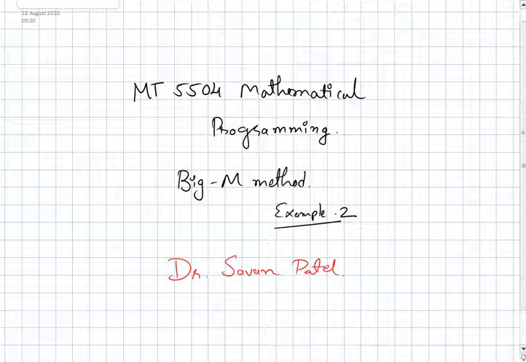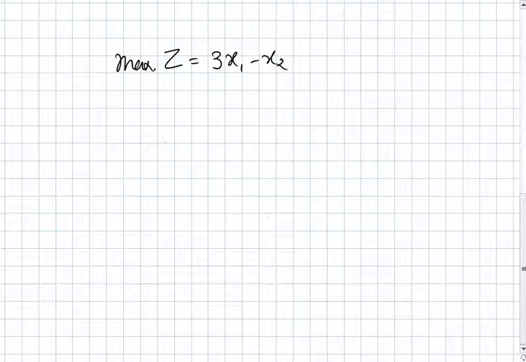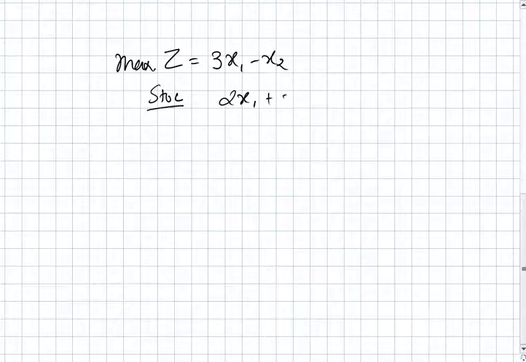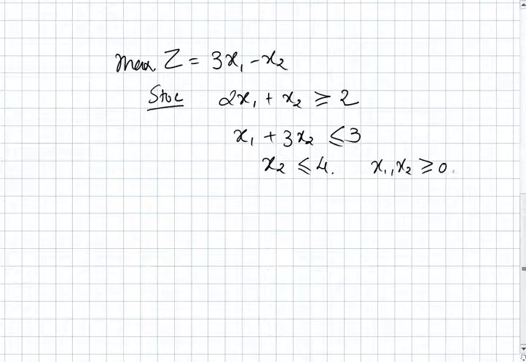So let's start with a simple problem with inequality. The problem is: maximize z equals 3x1 minus x2 subject to constraints 2x1 plus x2 is greater than or equal to 2, x1 plus 3x2 is less than or equal to 3, and x2 is less than or equal to 4, with of course x1 and x2 non-negative.